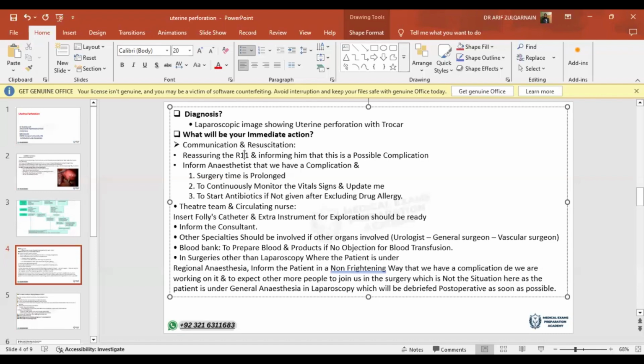the patient will be under general anesthesia. But if the patient is under regional anesthesia, then you will inform the patient in a non-frightening way that we have a complication, but we are working on it, and you will expect more people to join us in the surgery. But here the case is different. The patient will be under general anesthesia, so the patient will be debriefed in the post-operative period. But if you have come across a case where the surgery is being done under spinal anesthesia, then you will also inform the patient in a non-frightening way.